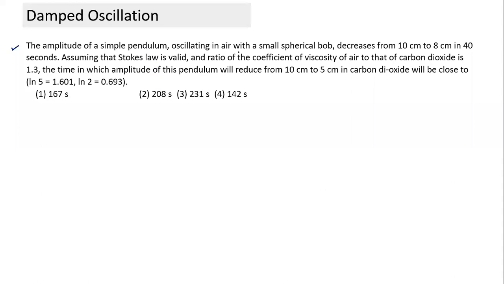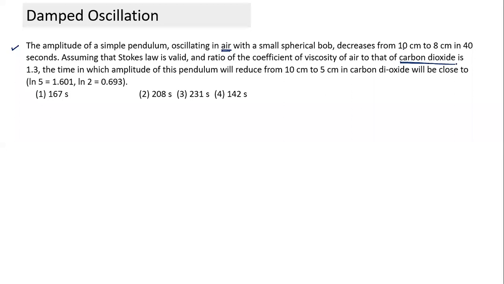Amplitude of a simple pendulum oscillating in air decreases from 10, so the initial amplitude was 10. In a certain time it has dropped to 8 in 40 seconds. Assuming Stokes' law is valid, the ratio of coefficient of viscosity of air to that of carbon dioxide is 1.3. What I'm saying now: first it is oscillated in air, and then the same thing was oscillated in carbon dioxide.